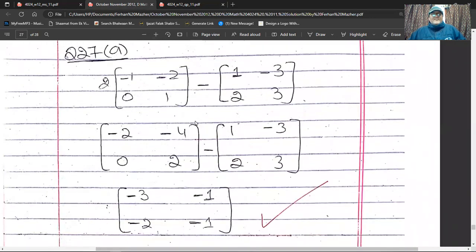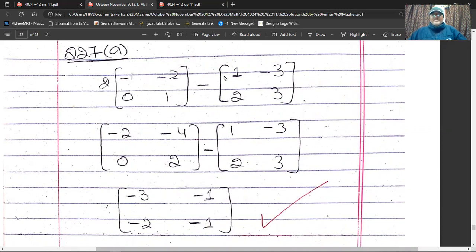Okay, so this 2 will multiply with this matrix. It will multiply with all the members of this matrix. 2 will multiply with -1, it will be -2. 2 will multiply with -2, it will become -4. 2 will multiply with 0, it will become 0. 2 multiply 1 will be 2.